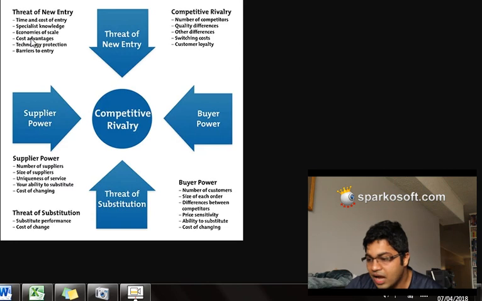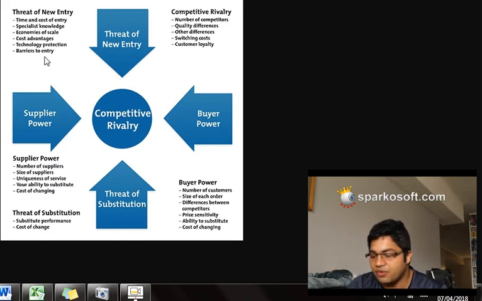So then how would you propagate your product? So the cost of entry is very high in those aspects. Economies of scale: have the existing players achieved economies of scale so that they have certain cost advantages? Technology protection, patent advantages, barriers to entry like patents, copyrights, intellectual property rights? All these are important when you analyze a company.